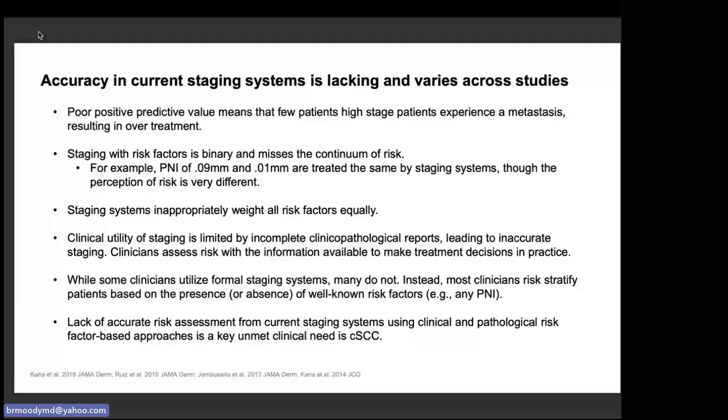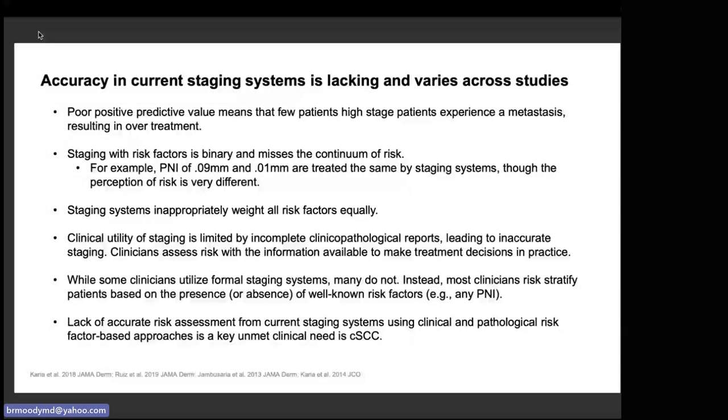And so, for example, perineural invasion is a very important risk factor in both AJCC and Brigham and Women's Hospital staging. And it treats perineural invasion of 0.1 and 0.9 identically, even though that's dramatically different risk. In fact, for Brigham and Women's and AJCC, the threshold of actionability is 0.1. So it doesn't even consider perineural invasion of 0.9 as being a risk factor when those of us who treat this disease routinely know that that's critically important.